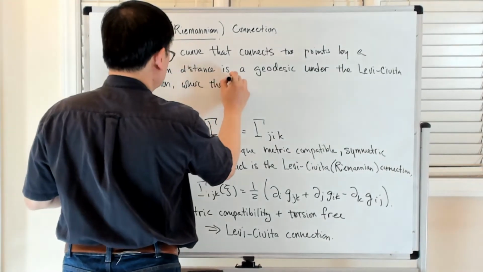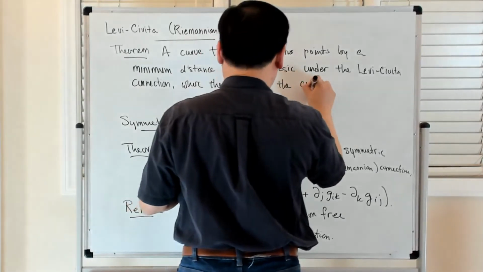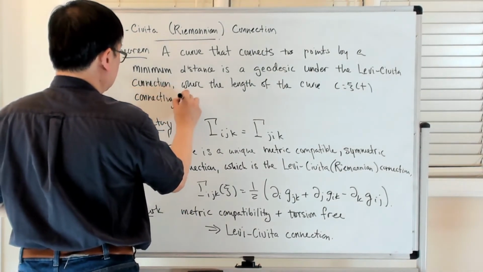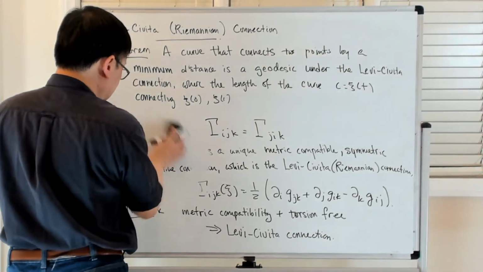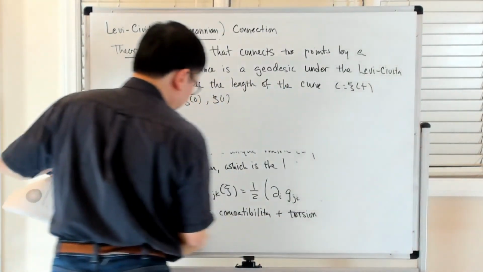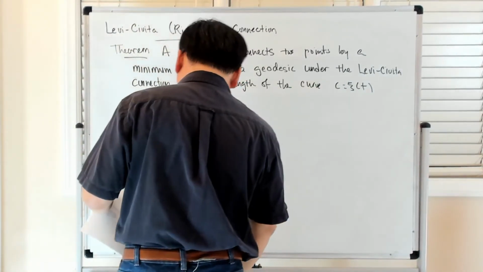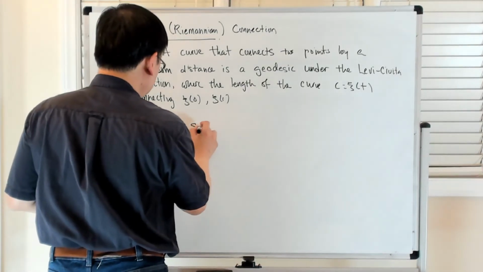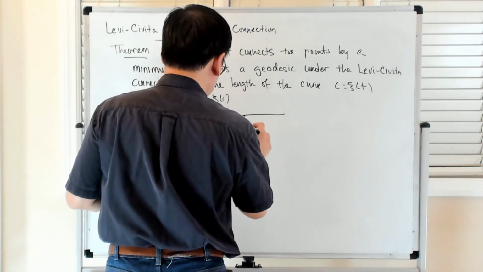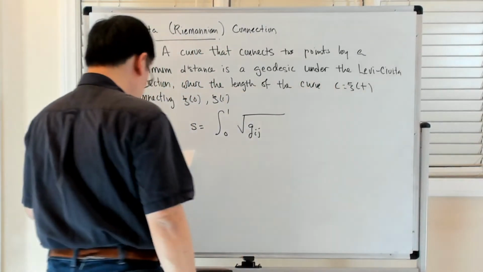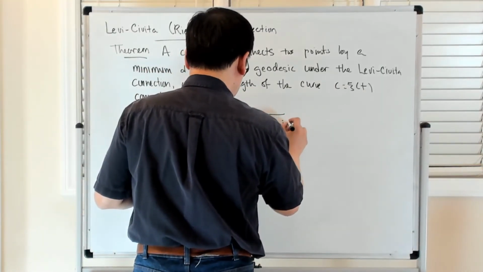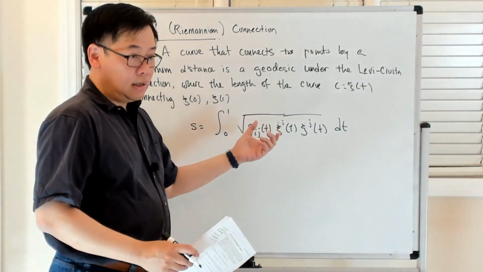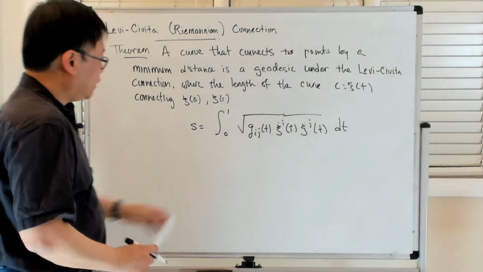Where the length of the curve c(t), connecting c(0) and c(1), is given by the following. As you might expect, it just involves differentiating that curve, thinking of it as a tangent vector, measuring the length of that tangent vector, and integrating it over the curve. So this length is the integral from 0 to 1 of the square root of the inner product of c dot with itself. This is given by g_ij(t) c dot i(t) c dot j(t) dt. And we have to take the square root because when you take the inner product, you get its squared length, so in order to get the length, you need to do that.